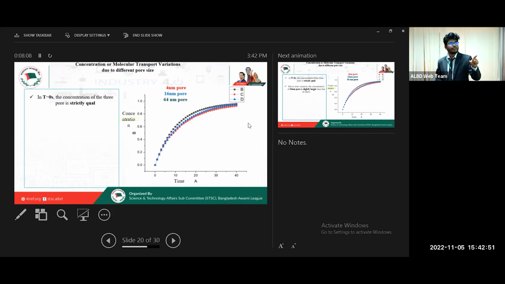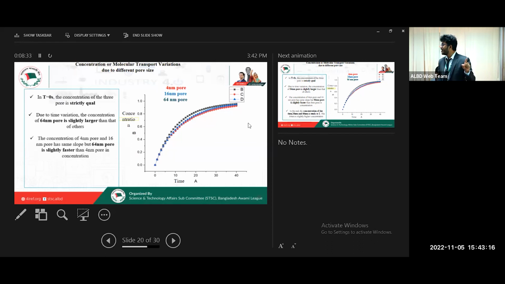is the lowest. At t equals 0 seconds, the concentration is strictly 0, as can be seen. After time increases, the concentration increases. At one point, the concentration of the 64 nanometer pore is larger than the other two. And in the final session, the concentration of the 64 nanometer pore is the largest, but all are about the same.